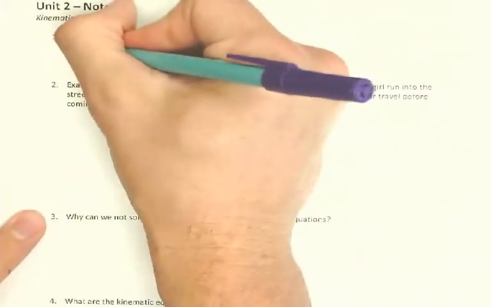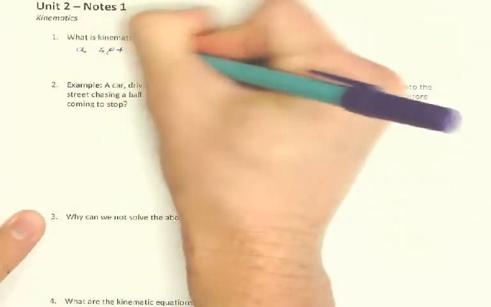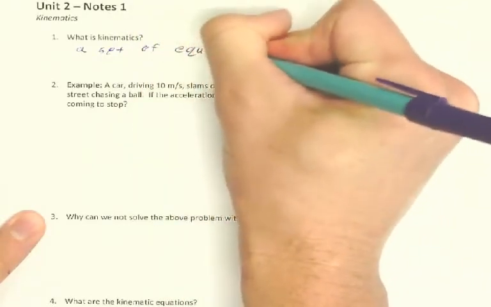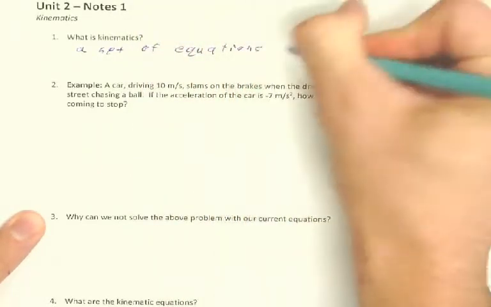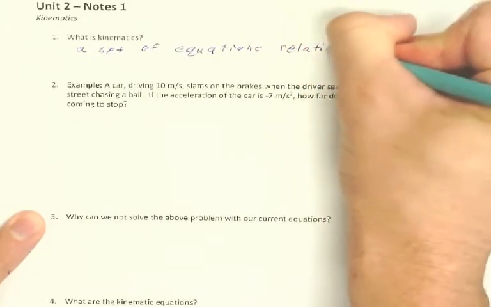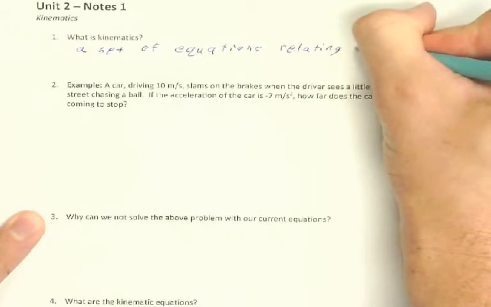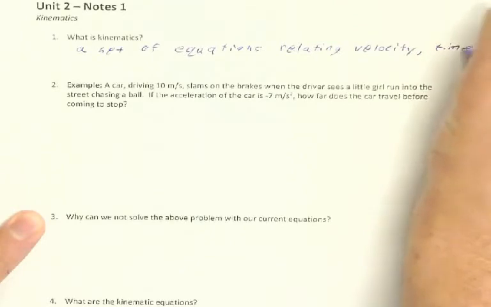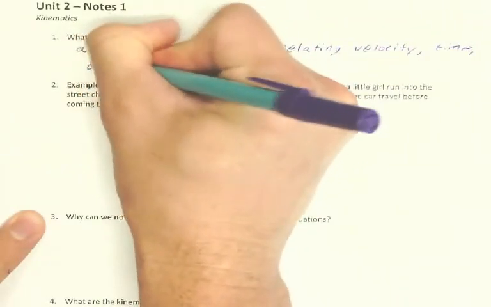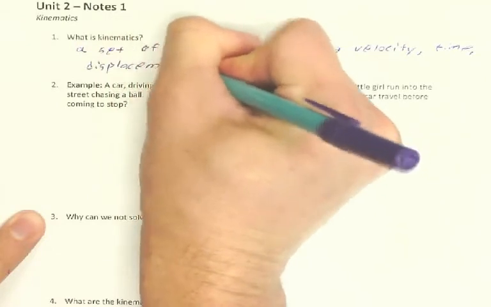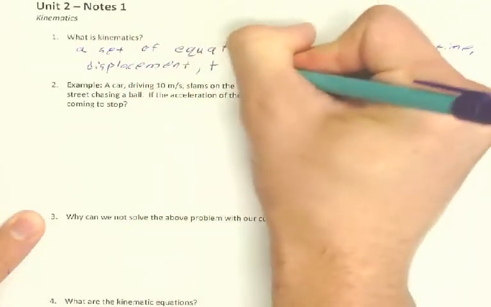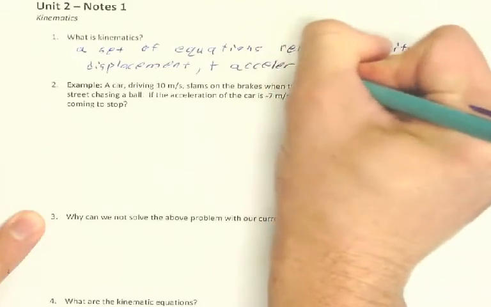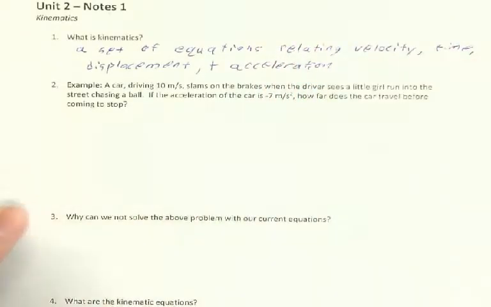All right, kinematics is a set of equations relating velocity, time, displacement, and acceleration. So it's a way to go through these things that we have that are more complicated.